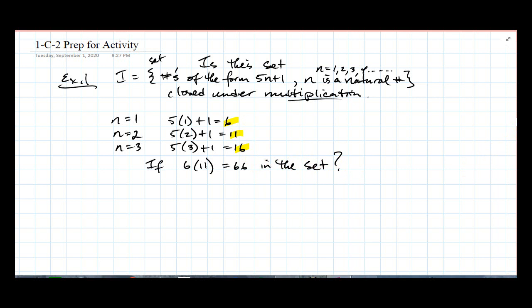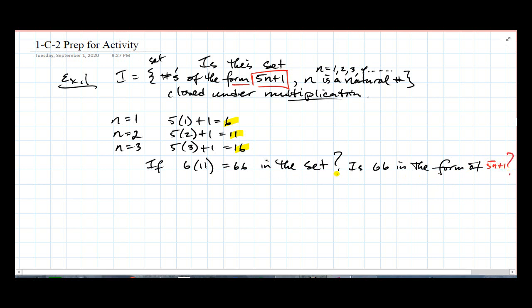But just let me show you a faster way to think about it. Mathematicians would say, well, if this is in the set, that's basically asking you, is 66 in the form of, okay, let's put it in red, here's your form right here. Is it in the form of 5n plus 1? Question mark. That's the same question. Is it in the set?